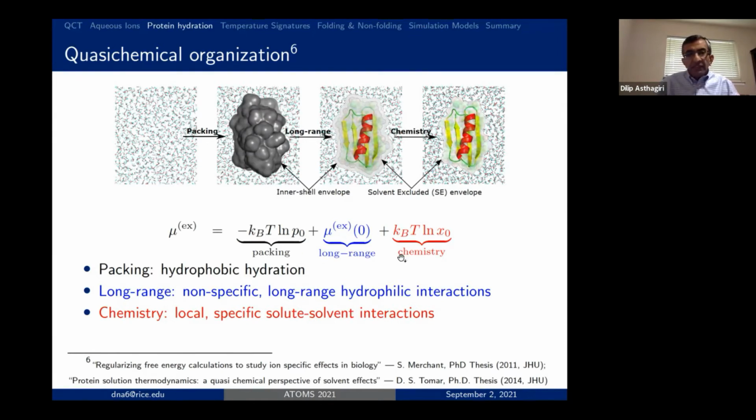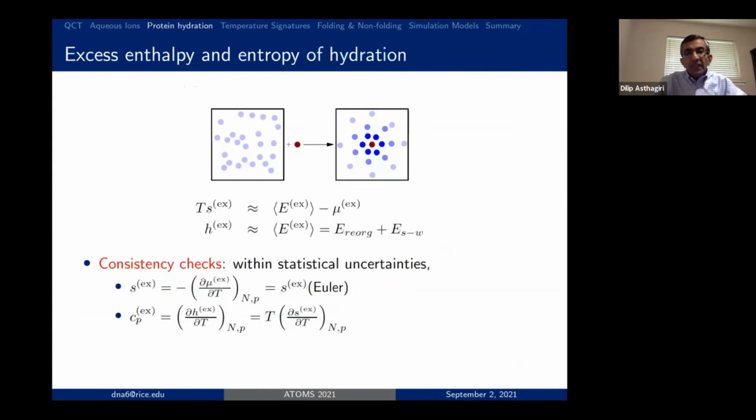So having developed this idea so far, we can also do the following. We can get both the excess enthalpy. Standardly, it is obtained in the following way. We have a box of solvent molecules. We stick the solute in that. There is a reorganization of the solvent around the solute. You can try and compute this as a direct difference between the potential energies in these two systems. We don't do that.